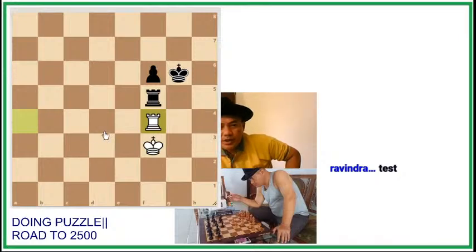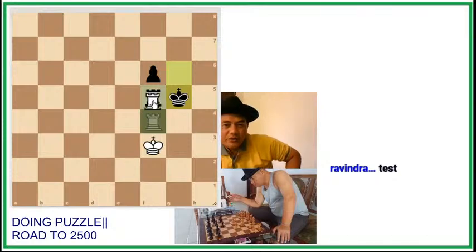Yes, of course. Black moves here, and after this move, white has to resign because white has to take the pawn here. Yes, white is forced to take, because with any other move he will lose his rook. So he takes. White cannot move his rook because the rook is pinned here. So he has to take.